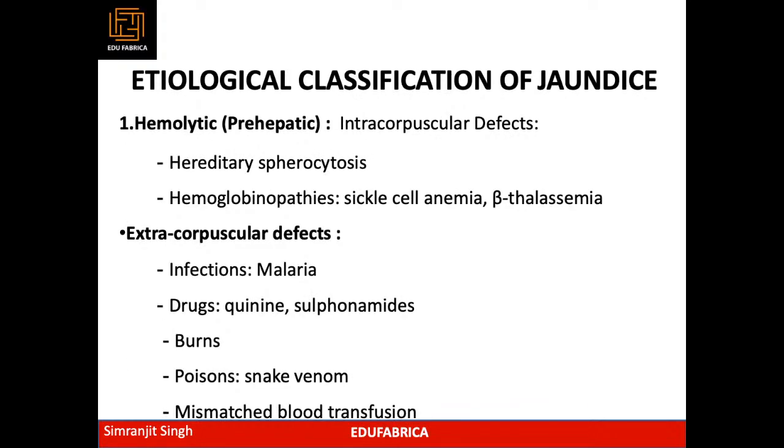Then the etiological classification of jaundice. The first is hemolytic, which has intracorpuscular defects, including hereditary spherocytosis and hemoglobinopathies like sickle cell anemia and beta thalassemia, and extracorpuscular defects, in which infection like malaria can happen. Drugs like quinine, and burns, poisons like snake venom, and mismatched blood transfusion. So all these causes could be there.